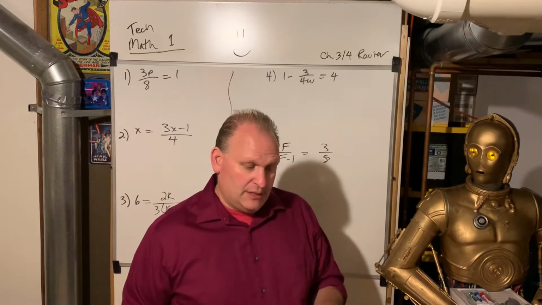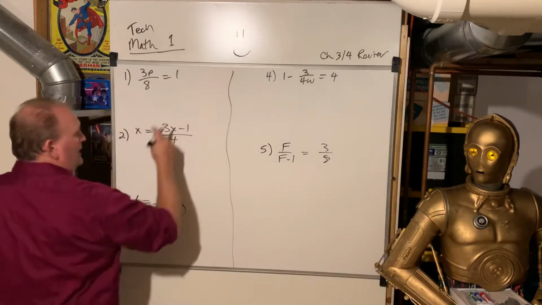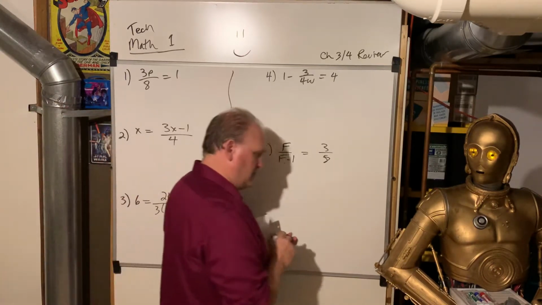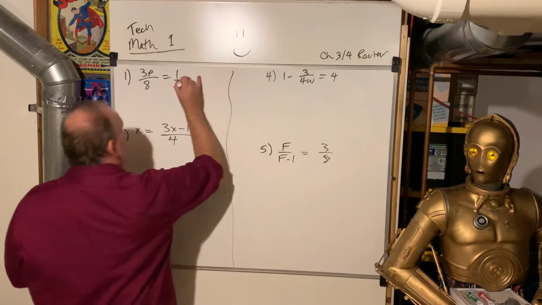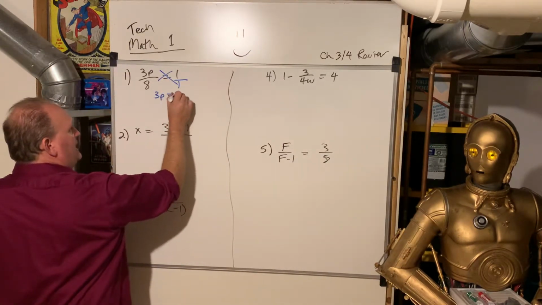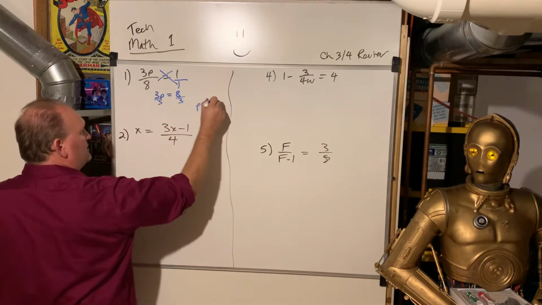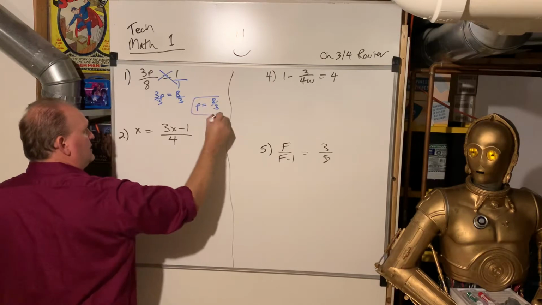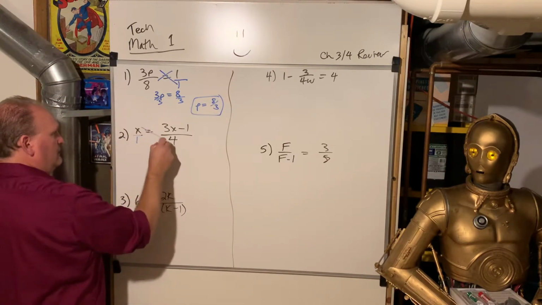So the first one, it's just cross multiply and solve. So we've got that given. Here, let me get my blue marker out. Let's put it over 1, cross multiply. That's 3p equals 8. Divide both sides by 3, and p equals 8/3. Done. Next one, cross multiply and solve again.